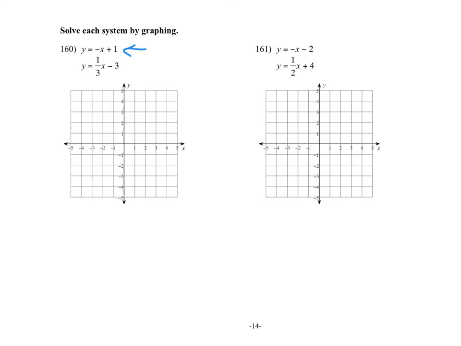So my y-intercept is 1, so I'm going to plot my point at 1. And I know my slope is negative 1 over 1, so I'm going to go down 1 over 1, down 1 over 1, down 1 over 1. And I can draw my line now.